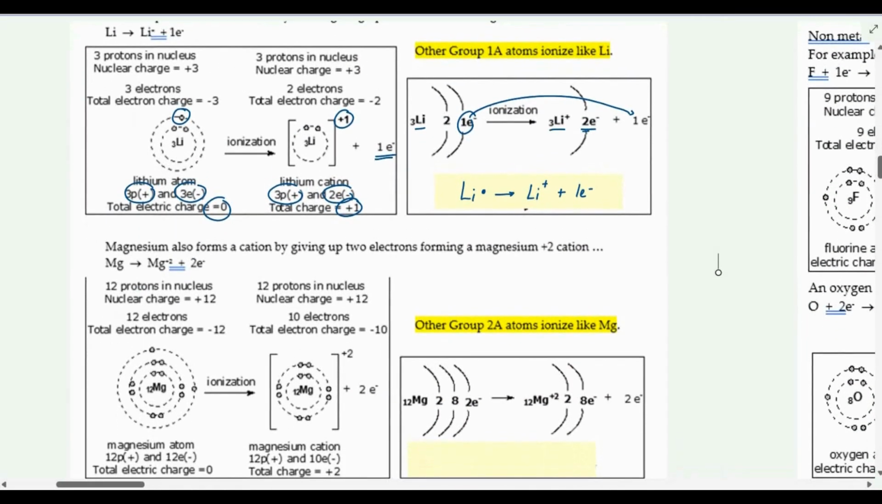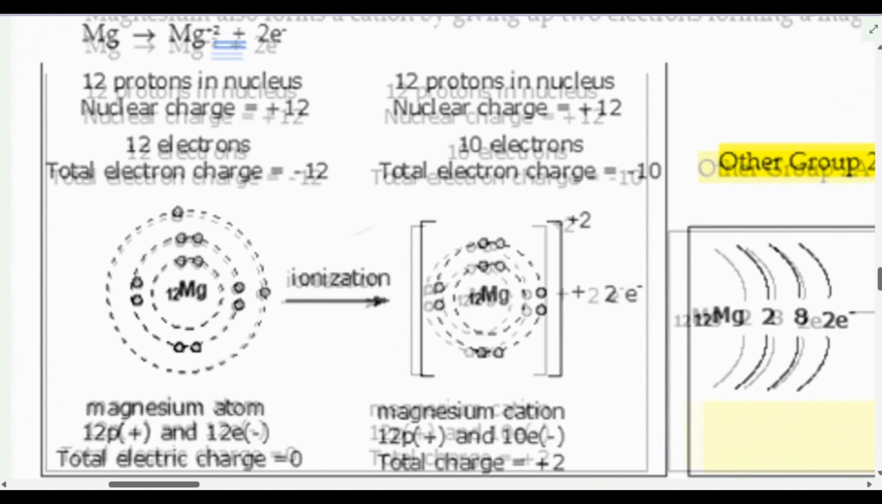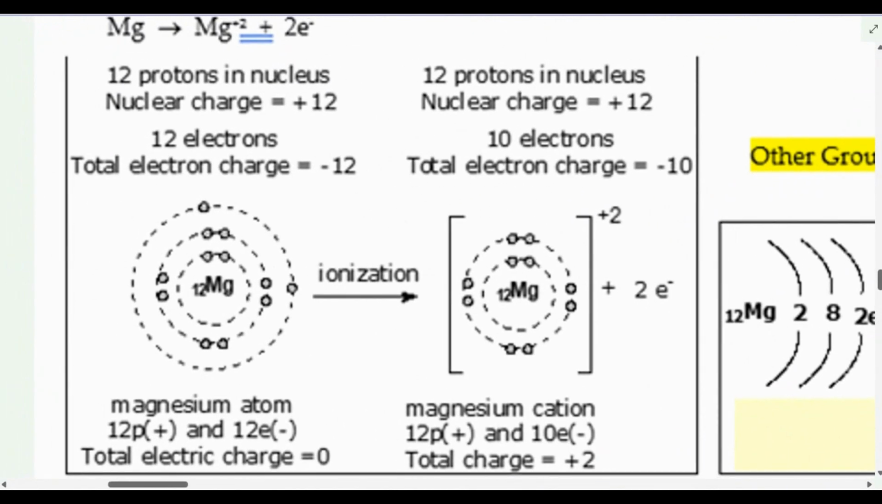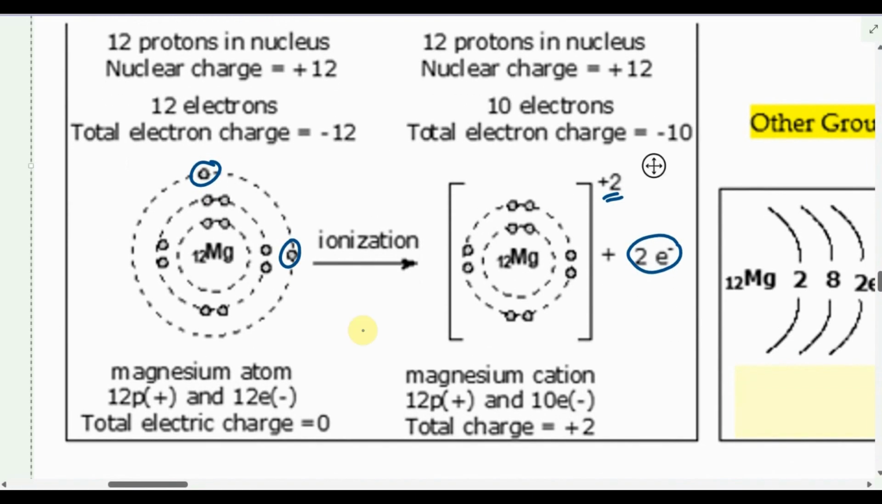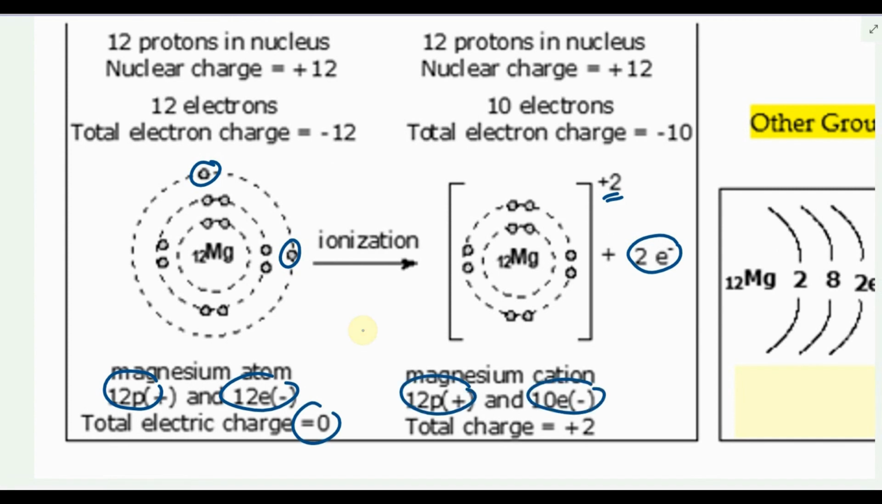In group 2A, the elements have 2 valence electrons, like magnesium. Here's 1 and 2, and they characteristically react by losing those 2 electrons, and when they do that, they form an ion with a +2 charge. Because magnesium starts with 12 protons and 12 electrons, it's neutral, but if you take away 2 electrons, it still has 12 protons, but only 10 electrons, so the charge is +2.